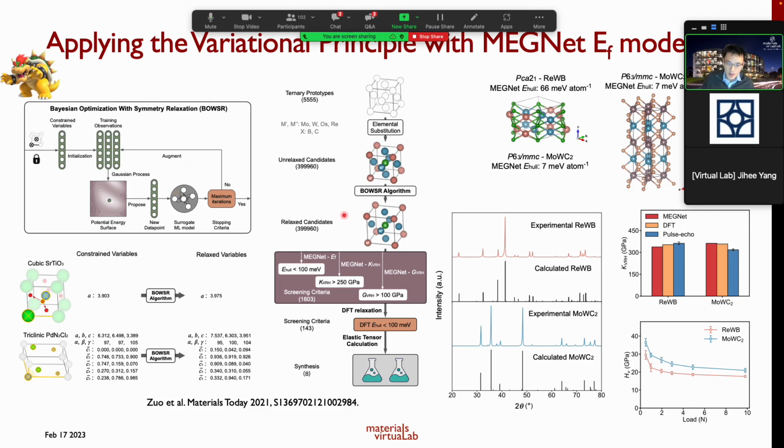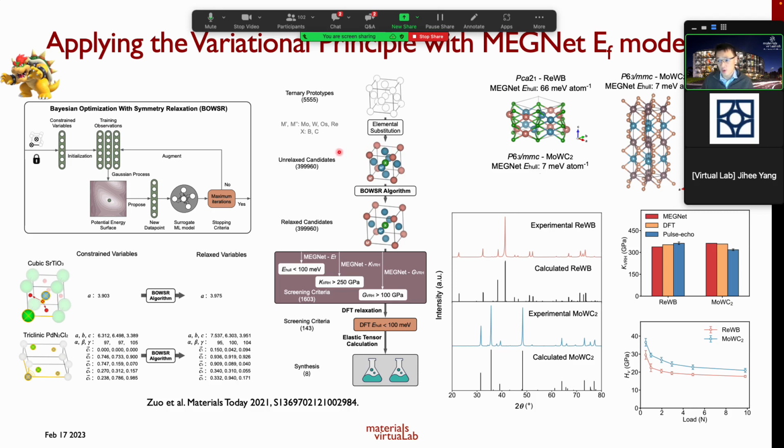Okay. Now we tried to use this approach in a materials design problem. We were trying to look for ultra incompressible hard materials. The way that we did this was to take about 5,000 structural prototypes. We do a combinatorial elemental substitution. So we substitute things like molybdenum, tungsten, osmium, and rhenium, as well as boron and carbon into the 5,000 structural prototypes. And we generated about 400,000 unrelaxed crystal candidates, right?